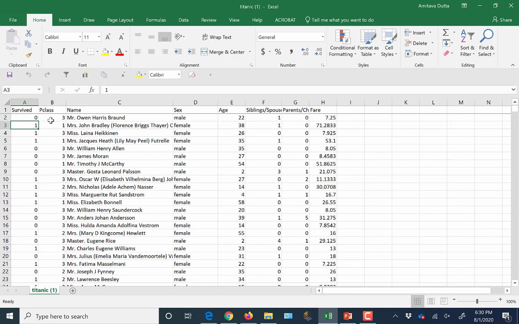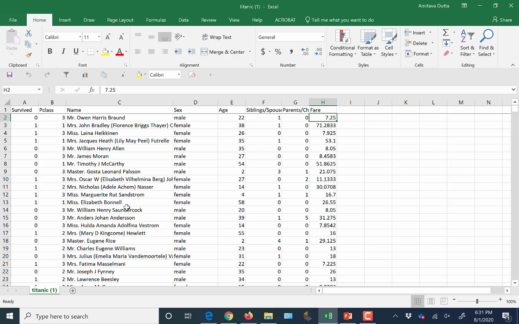The passenger class, so 1 was the highest class and 3rd was the lowest class of passenger. The name of the passenger, the gender, age, whether they had any brothers, sisters, or parents on board, and the fare that they paid in pounds. So you can see that all the data are not created equal. Some data is numeric, some is not.